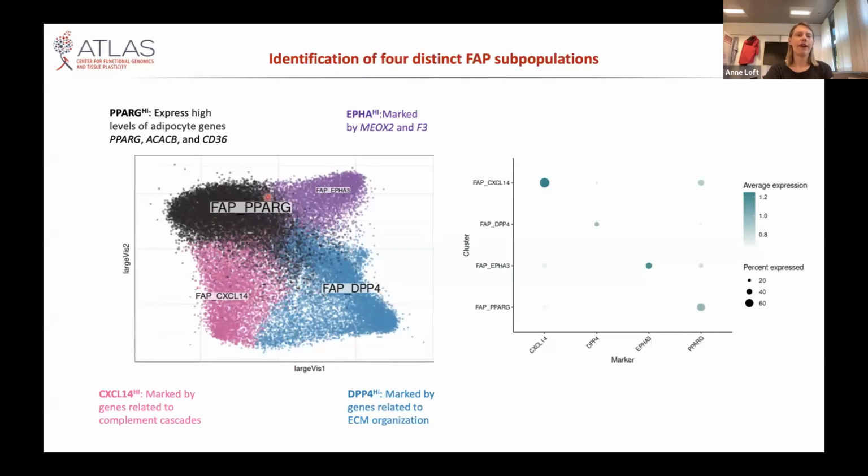And we also identified some PPAR gamma FAPs that express high levels of adipocyte marker genes and likely represent some more committed pre-adipocytes. We also identified clusters of CXCL14 FAPs and EPHA3 FAPs, where the latter, at least in mice, have been proposed to be adipogenesis-regulating FAPs that do not have a high capacity to undergo adipogenesis themselves.